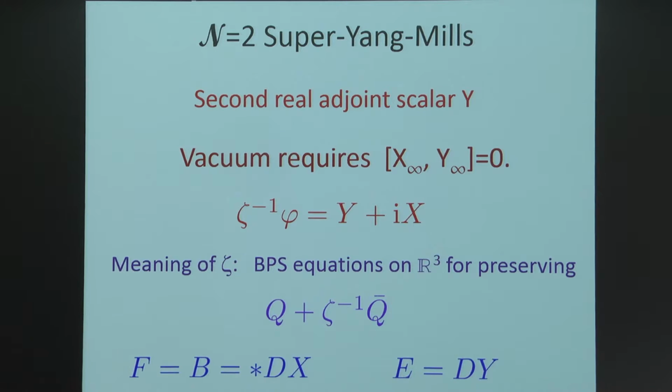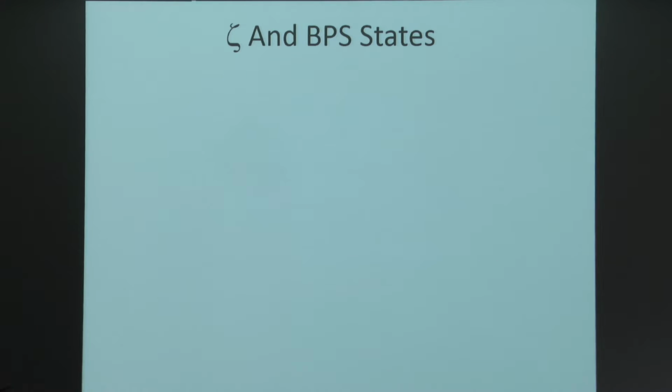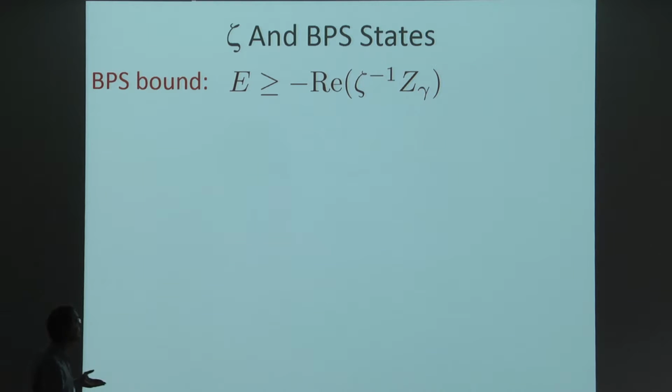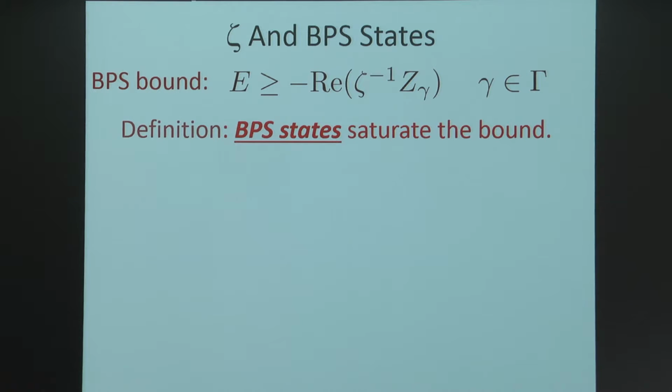So you see, if you square this supersymmetry operator, you derive a BPS bound, that the energy is greater than or equal to minus the real part of zeta inverse times Z_gamma. What's Z_gamma? Z_gamma is the N=2 central charge. So little gamma is the electromagnetic charge. You see, the Higgs vev has spontaneously broken the gauge theory down to the abelian subgroup. And we have electric and magnetic charges with respect to that. And capital Gamma is the lattice of electric and magnetic charges.